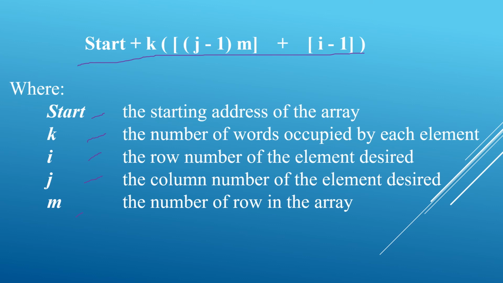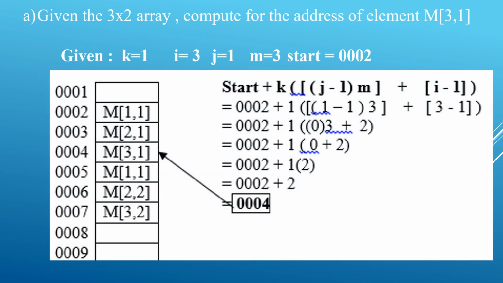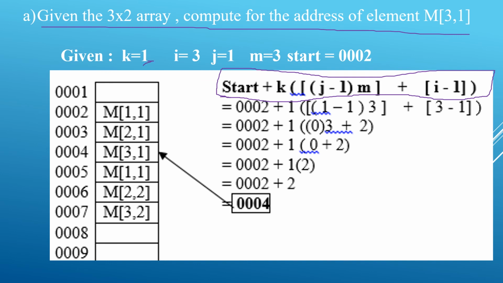Okay, so let's have an example. Let's compute a 3 by 2 array and compute for the starting address of the element at row 3, column 1 using column major. Okay, so using the formula for the column major, we have the formula. Now let us substitute all the values. Since it was not stated how many words long, by default it is 1 word long, so k is equal to 1. And then, what's the value of i and j? Since we are going to compute for the element at row 3, column 1, i is the first index and the second index will be our j. So still, i is 3 and j is 1.